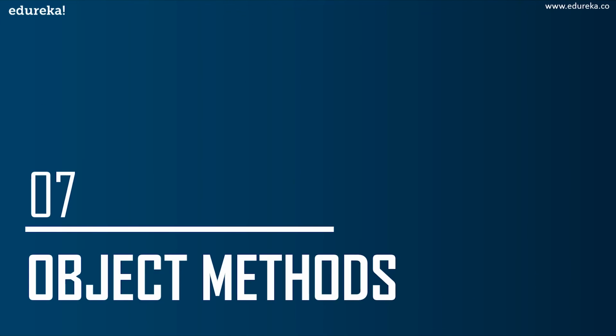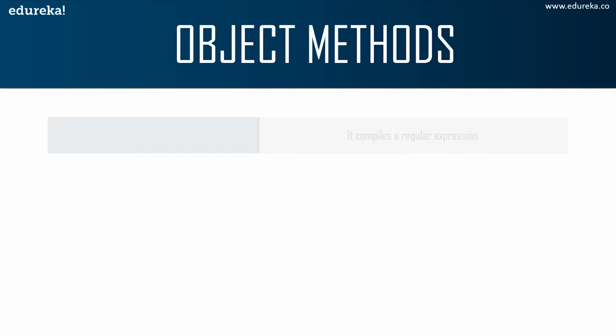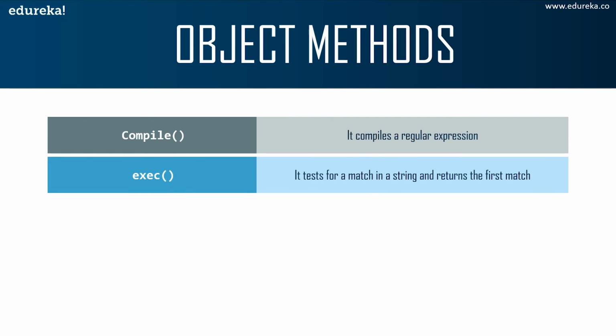Now moving on to the final section, we have the object methods. Talking about methods, the first one is the compile method. The compile method is the most common one, which is used just to compile any particular regular expression. And then we have the execute method. This tests for a match in a string and returns your first match.